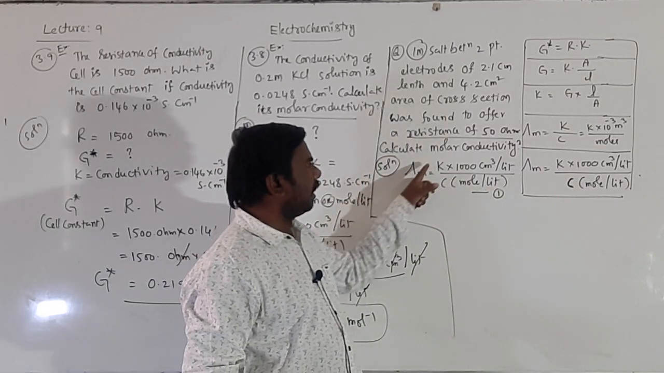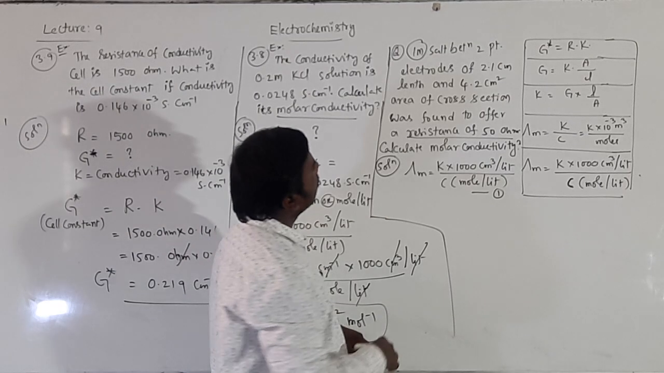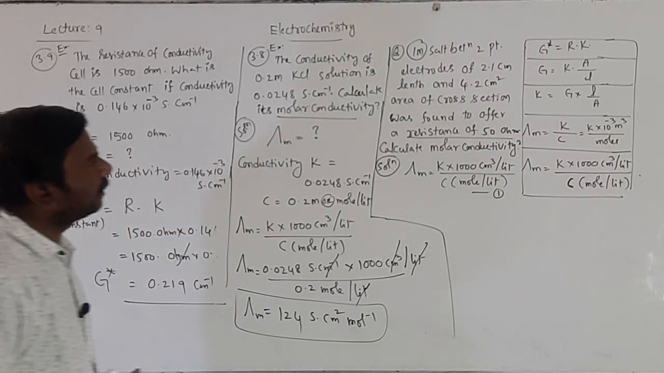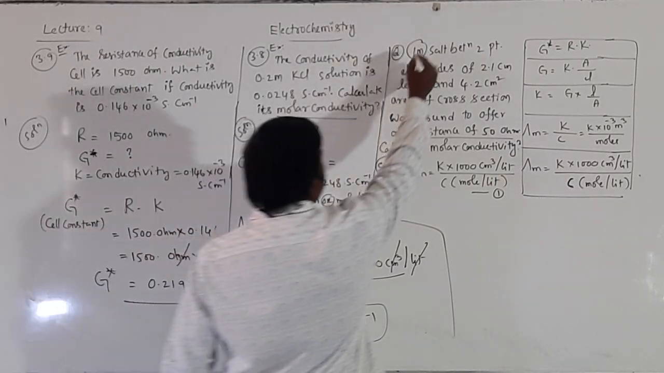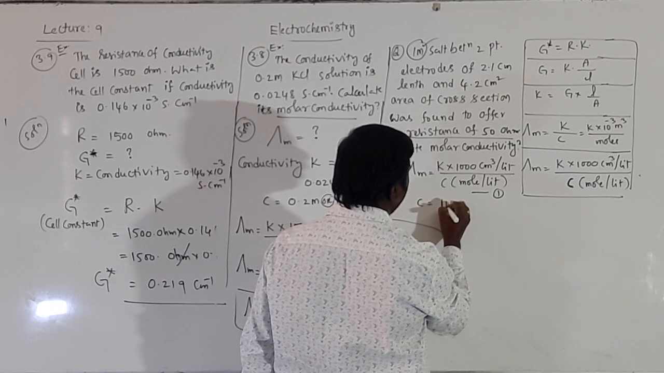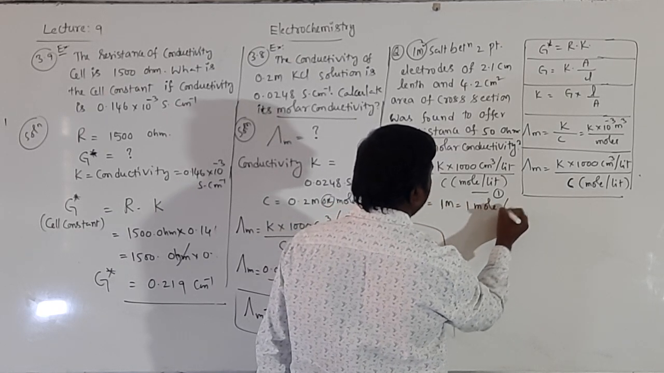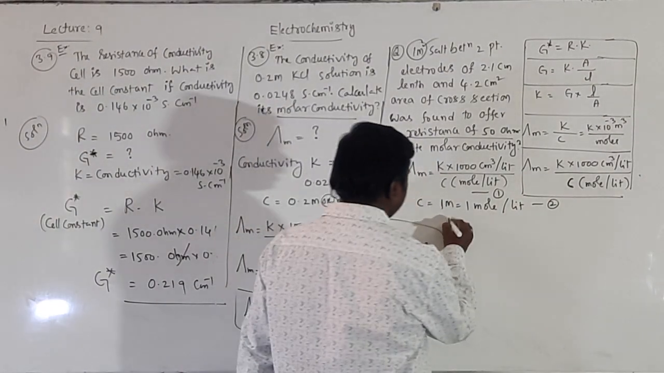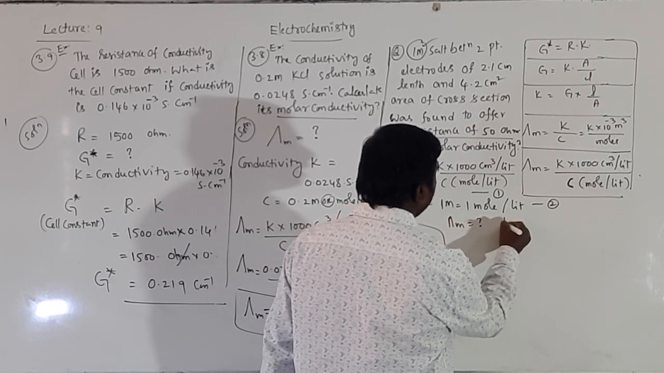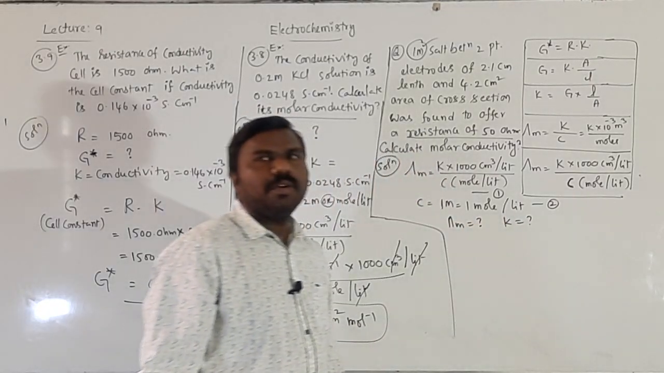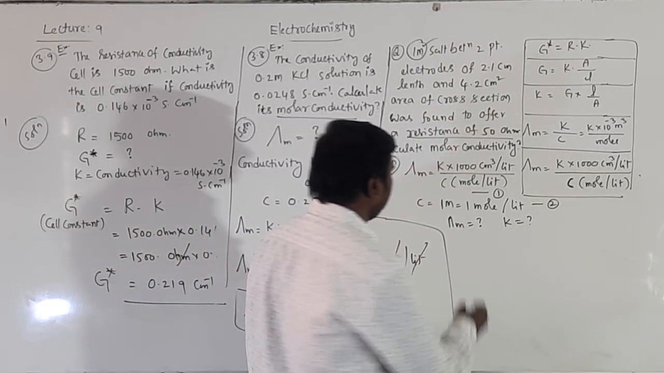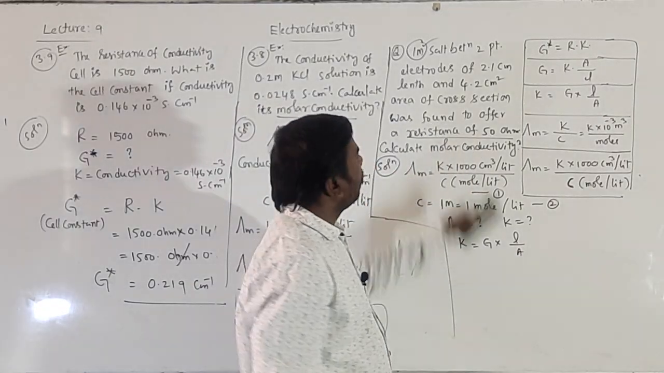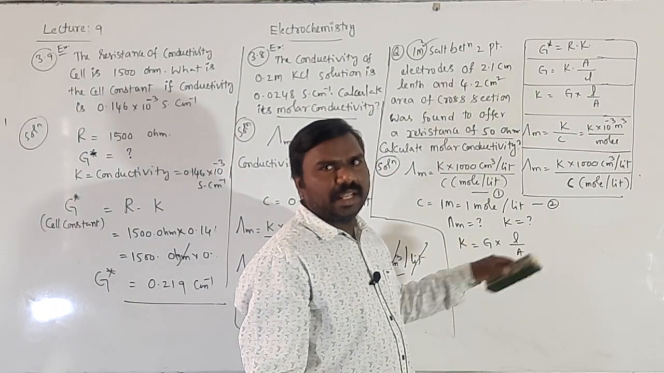To calculate lambda m, we should know K. Concentration is already given as 1 molar, equal to 1 mole per liter. We need the K value, students. Lambda m is required, K also required. How to get K? The K formula is K is equal to G into L by A. Length is already given, and area of cross section is given.